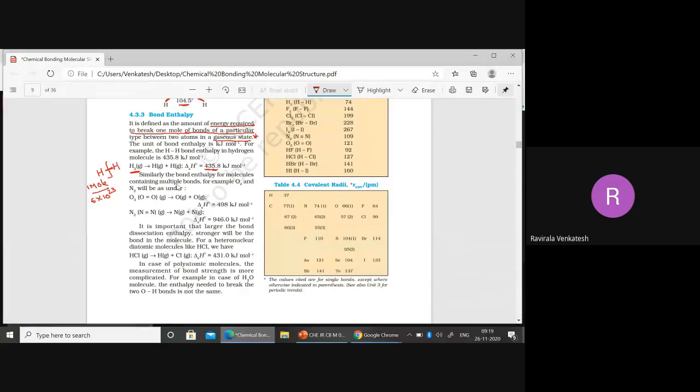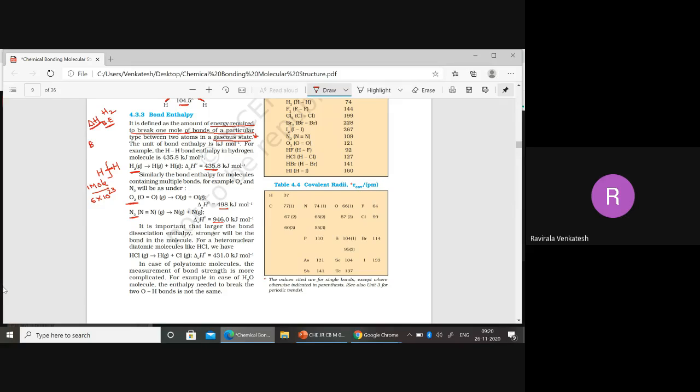Bond enthalpy of hydrogen, I can write like this: delta H_B. Delta H means enthalpy, and B means bond energy. So the bond energy of hydrogen is 435.8 kilojoules. For example, if you take oxygen, it will be 498. If you take nitrogen, it will be 946.